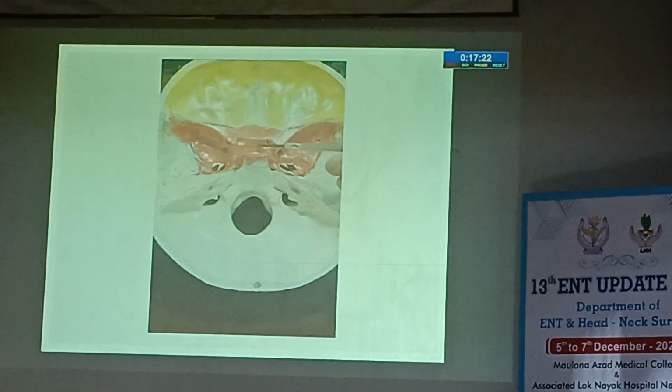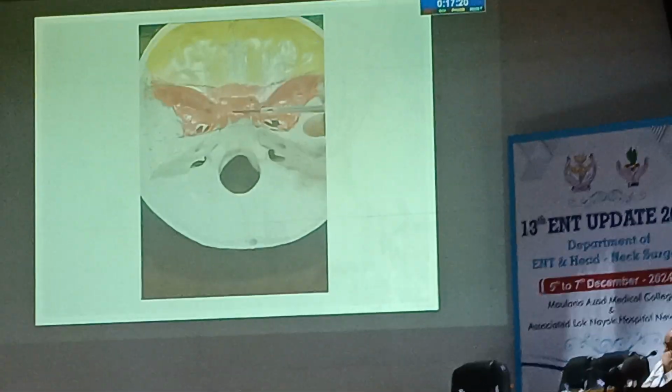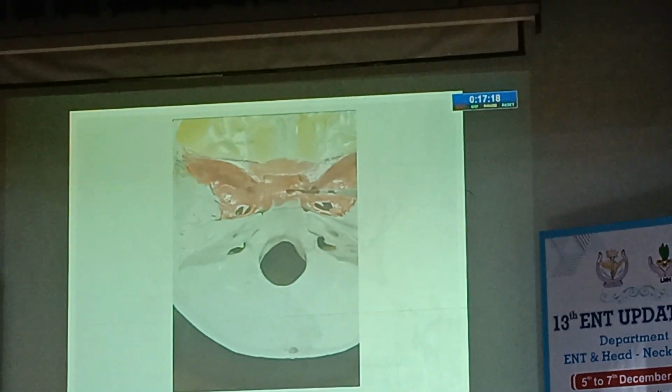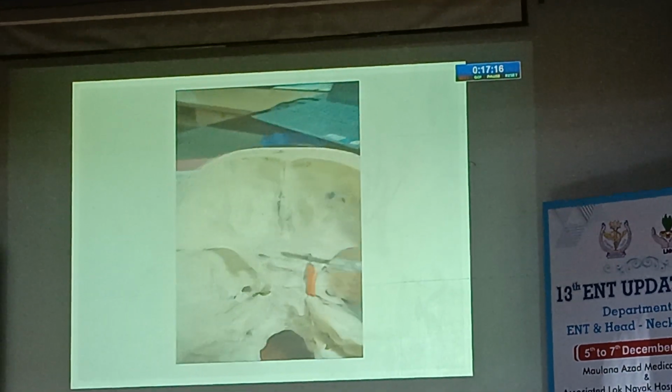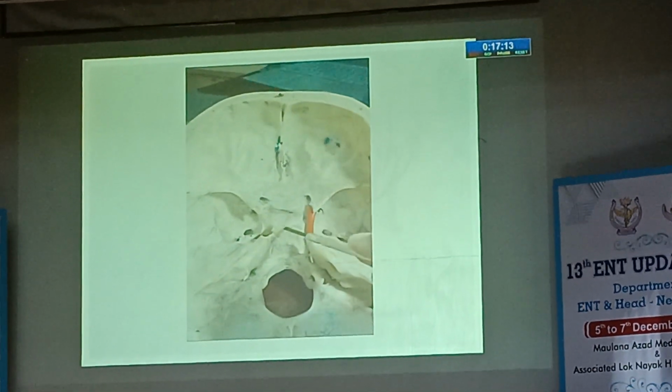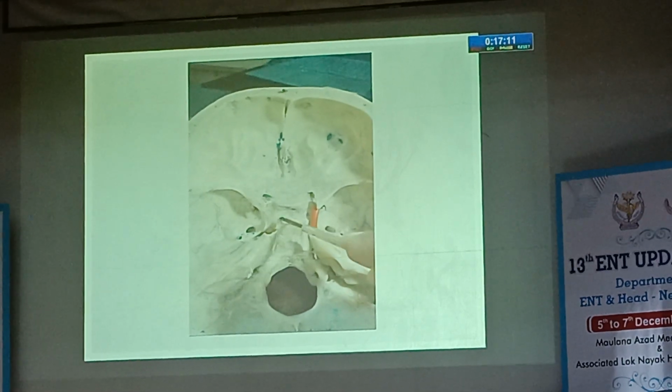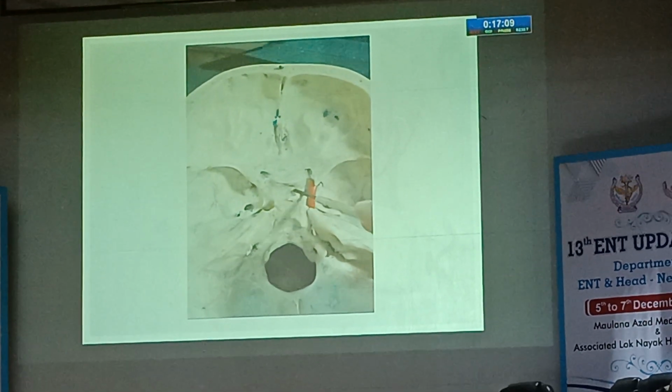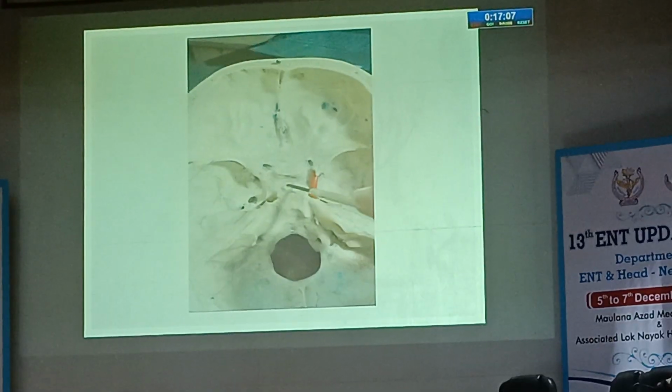So it has a body which has a depression in the center. Maybe you can appreciate here on this skull a depression for the pituitary gland. It's called the sella turcica. It's a depression.